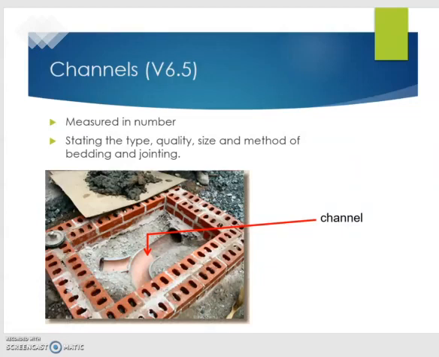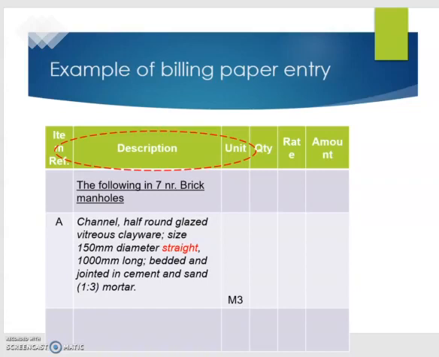Okay, this is what we call as channel, where it will help you to flow your water. And this is the example of a manhole using brick wall. Okay, this is how you describe it. Channel, half round glazed vitreous clayware. This is the types and the size, whether it's straight or bend. Okay, how long, and then you need to mention how you bedded and jointed that.